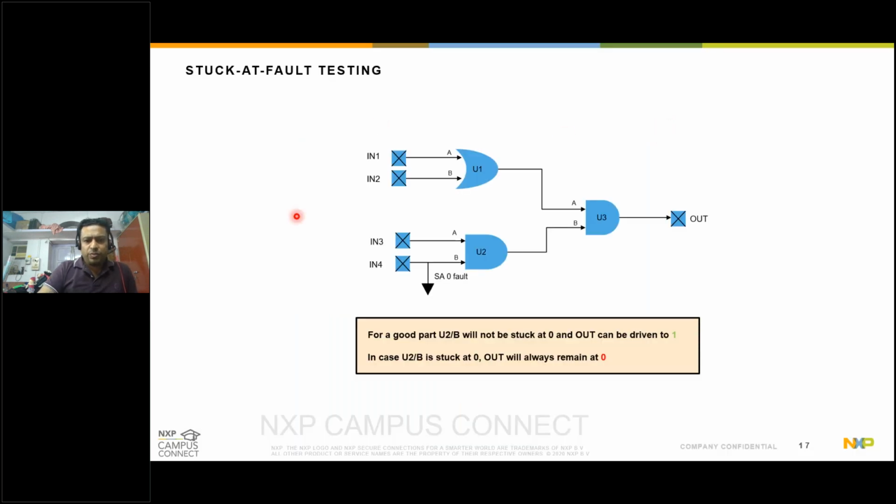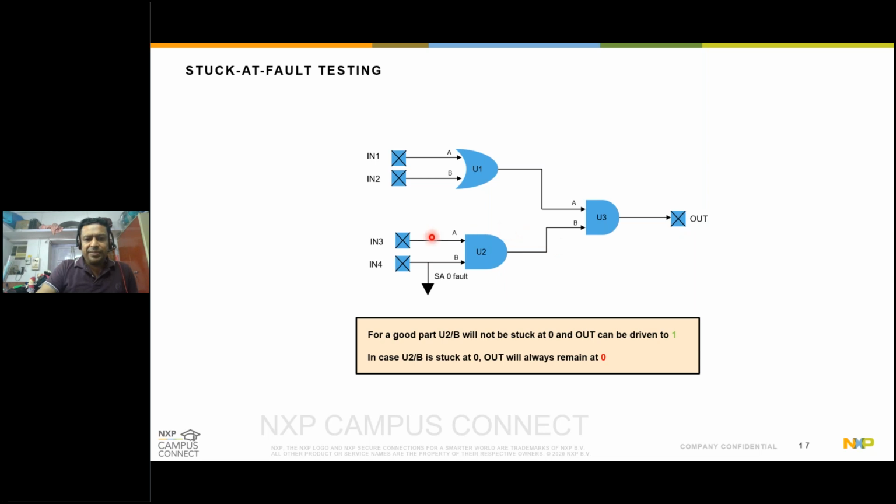Let's consider this very simple digital circuit consisting of two AND gates and an OR gate. All the inputs of these gates are being driven from primary inputs, and the output is going to a primary output. Now, let's assume there is no fault present in this circuit, so ideally I should be able to drive any of the nodes of this logic to a 0 or 1. So I can drive one on this input and one on in3, in4, and I should be able to drive a one on my primary output.